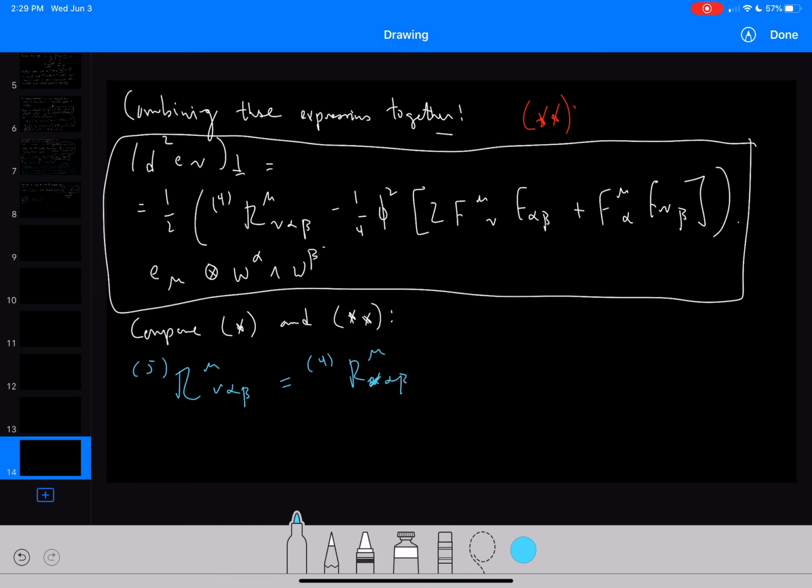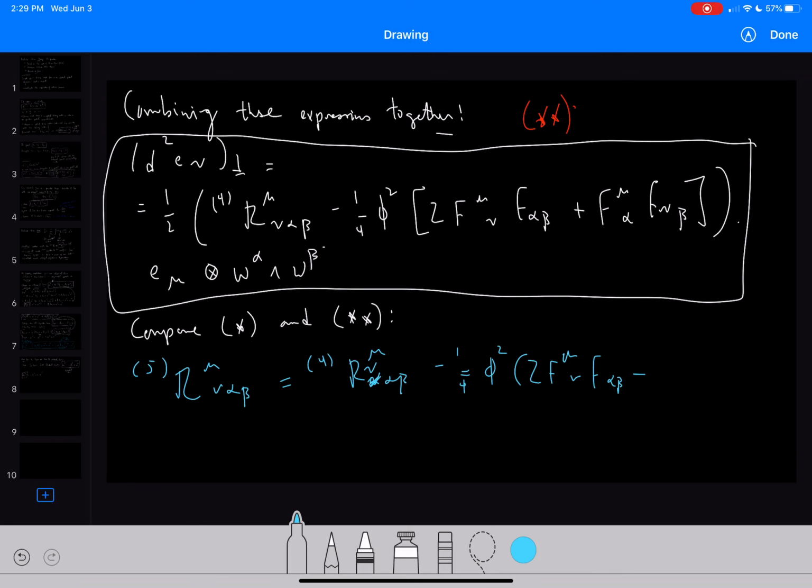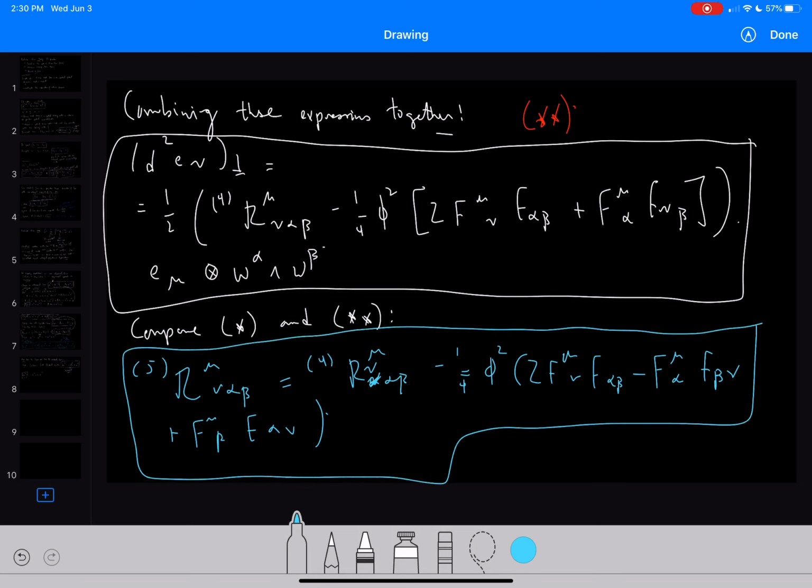So mu nu alpha beta, that should be the 4D Riemann mu nu alpha beta minus 1/4 phi squared, 2 f_mu nu f_alpha beta and so on. So it's just rewriting the terms, just putting them together. It's nothing really new here. It's just the result from comparing the star and double star equations. Okay, so you can see this is a very, very beautiful result.